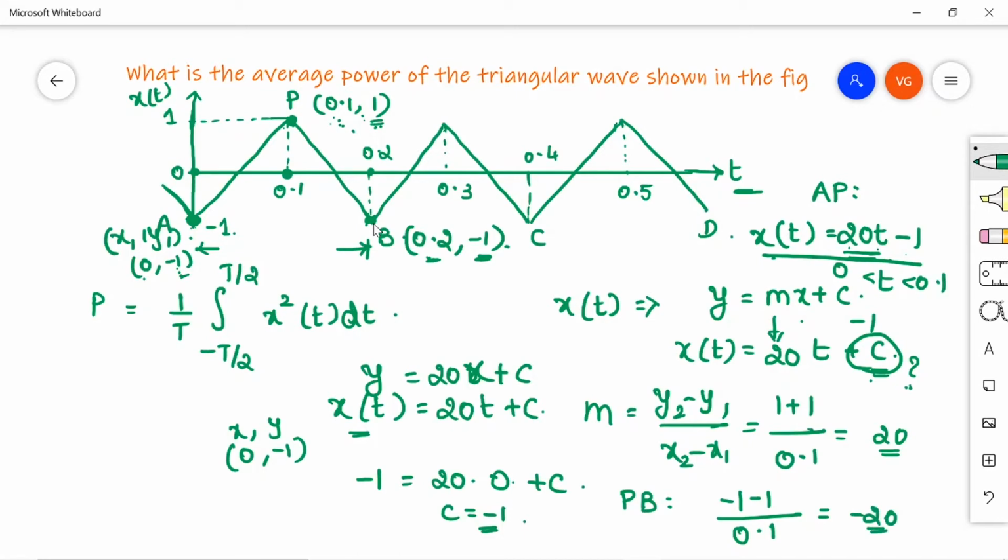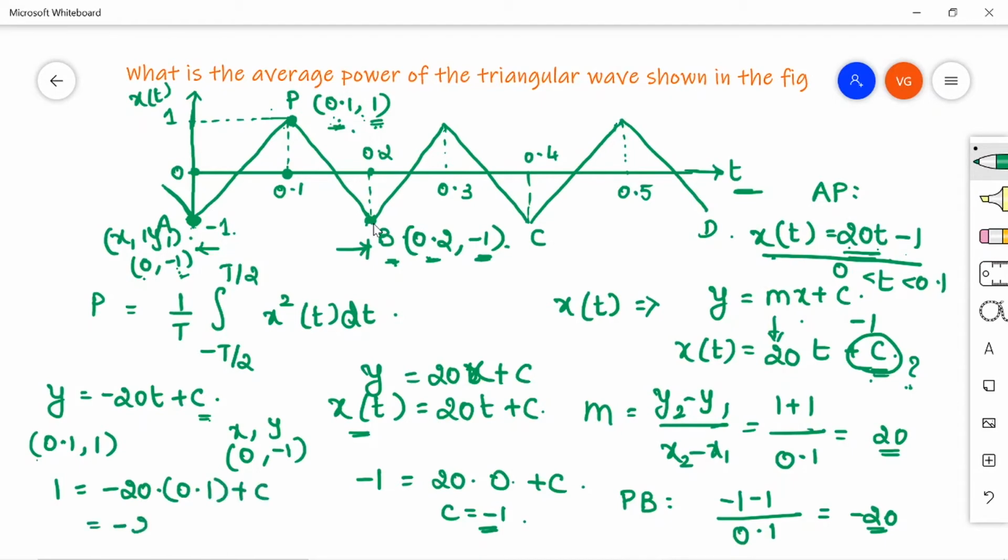So I will be writing slope is minus 20. So the equation will be minus 20t plus c. So to find the value of c, substitute either point P or point B, because these two points are lying on this line equation. So let us substitute here 0.1 comma 1. Then 1 is equal to minus 20 into x, which is nothing but 0.1 here, plus c. So this is minus 2 plus c.